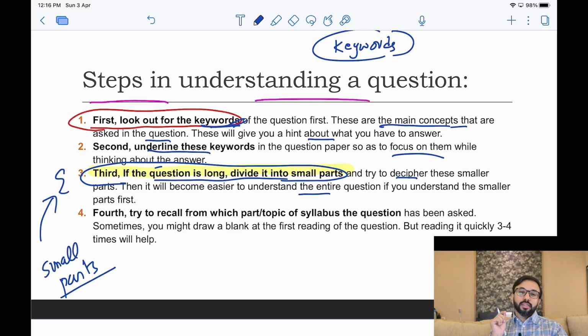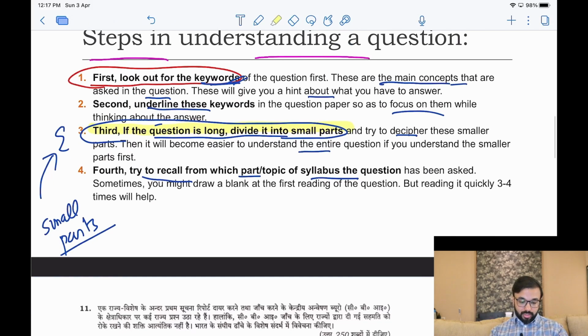If you don't understand a complex subject, complex topic, divide it into smaller parts and then read about it. So similarly, if there is a long question in which you are not able to understand the statement, divide it into small parts. And lastly, when you don't know anything about that particular question, try to recall from which part of the syllabus that particular question has been asked.